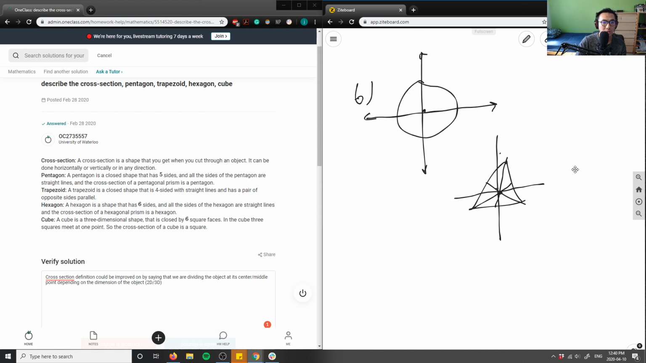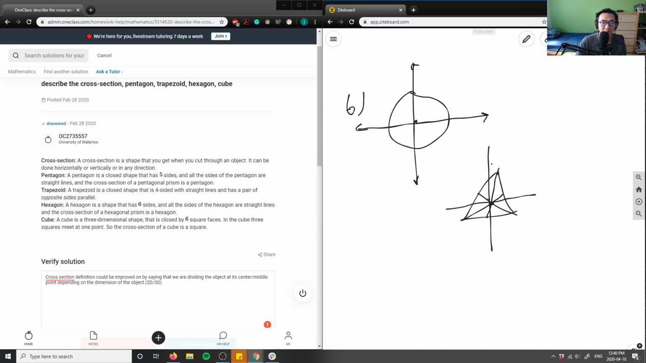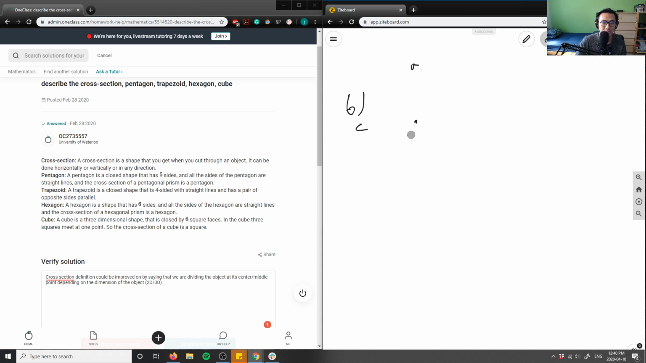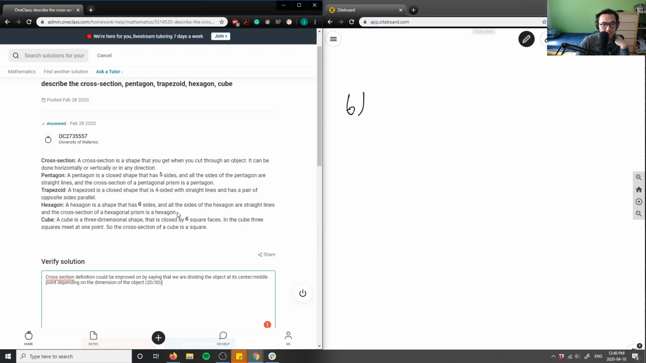And then pentagon, let's see. A pentagon is a closed shape with 5 sides, and the sides of the pentagon are straight lines. And the cross section of a pentagonal prism is a pentagon. So again, 5 sides, that's good. I would have liked maybe them to describe the interior angles, but I don't know if that's in the scope of this question. So I think the pentagon definition is okay.